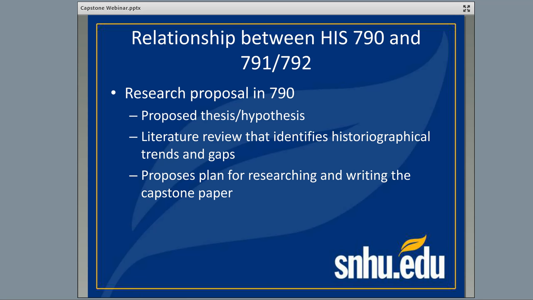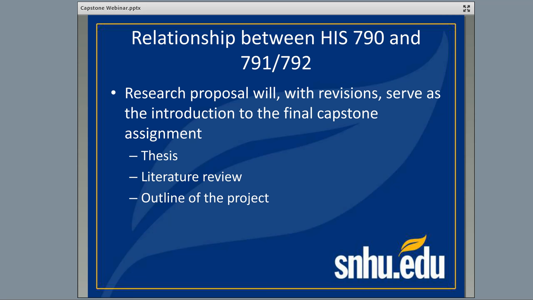Like we talked about with 790, what we need to remember is this is your research proposal. In the research proposal, just as you did in 502, you are focusing on proposing the thesis and the hypothesis of your work. This is where you're going to complete your literature review that's going to identify historiographical trends and gaps, and make that plan for research and writing the capstone paper. 790 is the research proposal for what you'll do in 791 and 792.